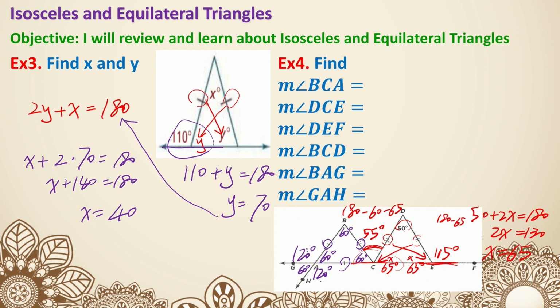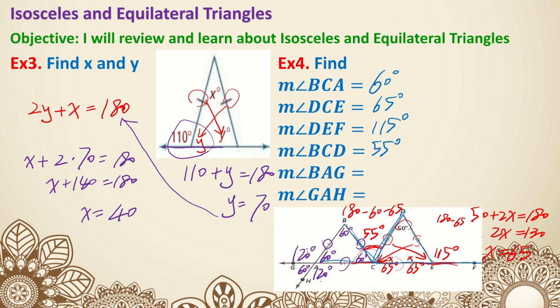The measurement of angle BCA, right here, well, that's a 60-degree angle. Next, angle DCE is right here. That is a 65-degree angle. DEF, well, it's this one on the outside of the triangle, so it's 115 degrees. Angle BCD is the one in the middle we also found, which is 55 degrees.